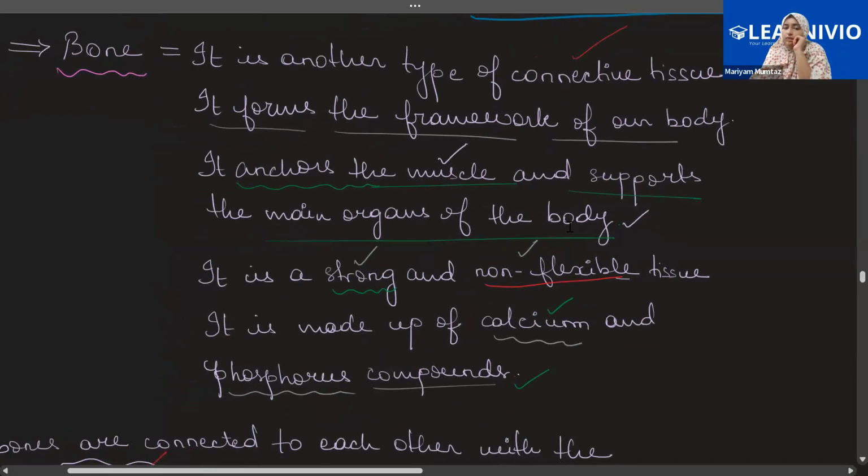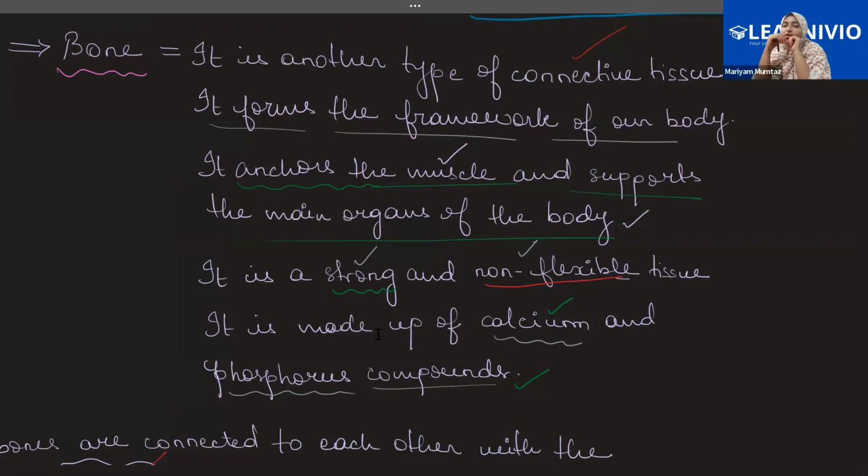Now, talking about bone, it is a strong and non-flexible tissue. Now, if I ask you, students, you have to bend your hand, you have to bend your forearm. So, if I say you have to bend your forearm in a normal way, how would you do it?